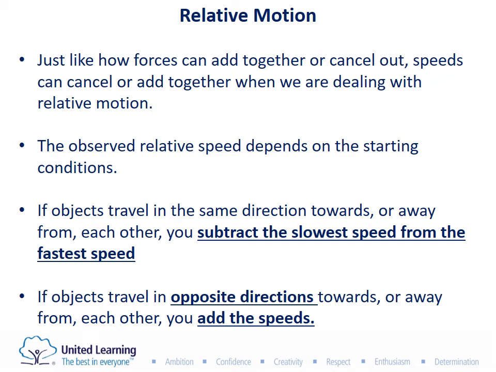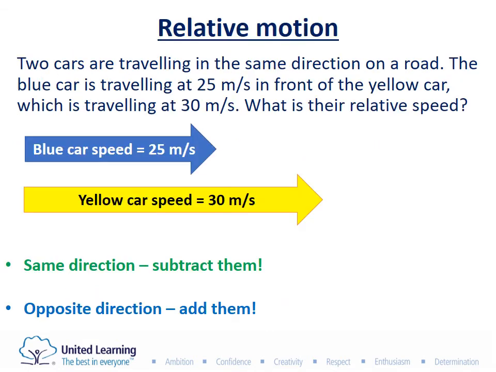If objects are travelling in opposite directions towards or away from each other, you add the speeds. And again, this will give us our relative idea, so you're going to add the speeds.